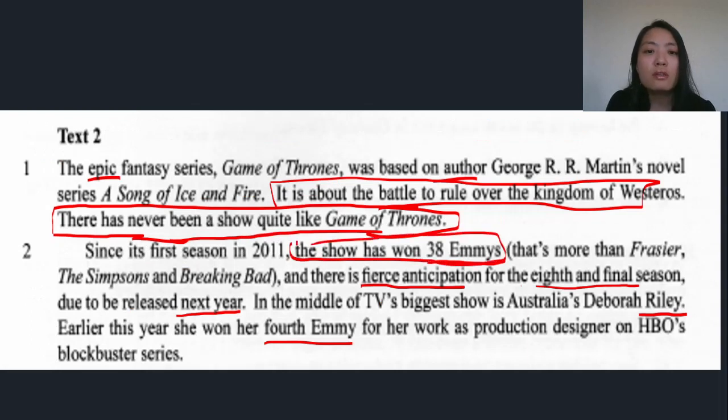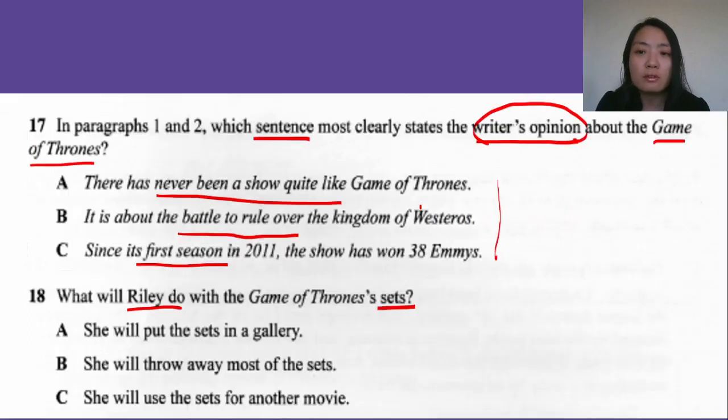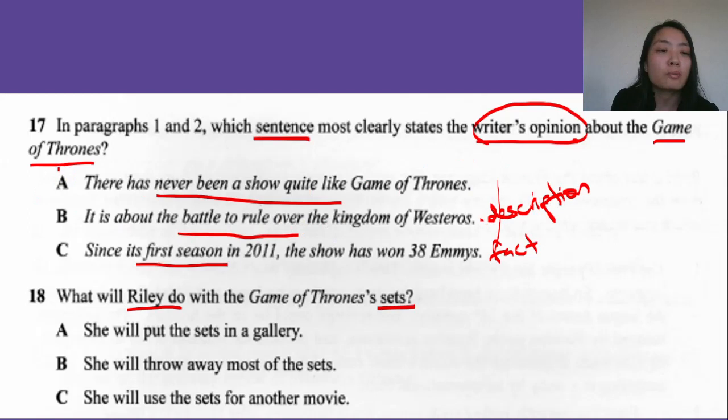Which one sounds more like an opinion to you? Opinion is what that person feels about the show. If you look at C and B, this one looks a bit more wrong. This is definitely not opinion. This is showing you some fact that in this first season it has won 38 Emmys. So it doesn't sound like an opinion. It sounds like a description about the battle, about the series. So it is not really some kind of opinion that she is talking about. So that means A should probably be the final answer.